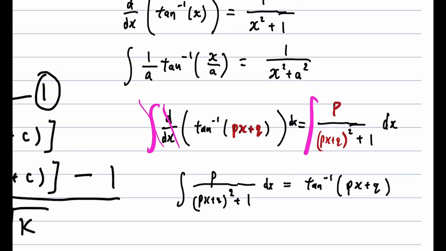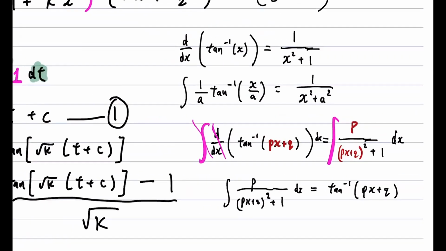I simply remember there's a px plus q, so just sub with px plus q, but there's a chain rule, so I have to multiply by a p. So is it always plus 1? Yeah, you can always force it to be a plus 1. Okay, let's just do a quick practice.